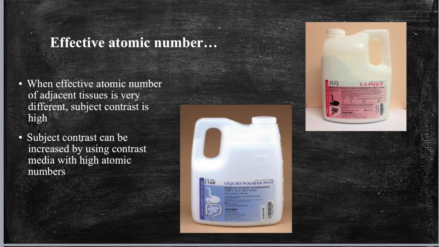Another important factor that affects subject contrast is effective atomic number. In the diagnostic range of X-ray energies, the photoelectric effect is of most importance. When there is a large difference of atomic number between close tissues, that is when subject contrast is said to be high, like an image of a hand, for example. When adjacent tissues have low differences, that is when subject contrast is said to be low, like an image of an abdomen.